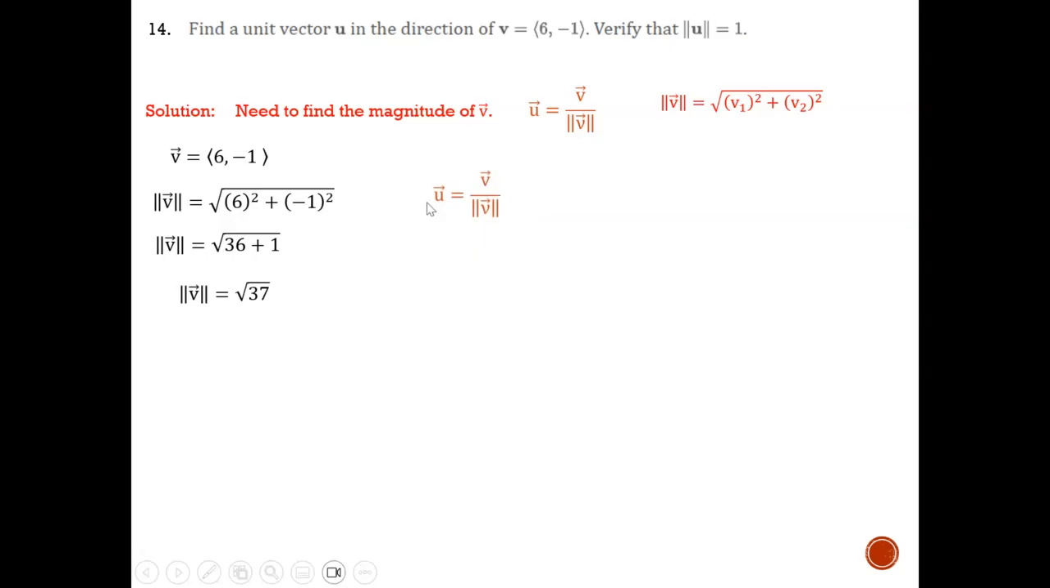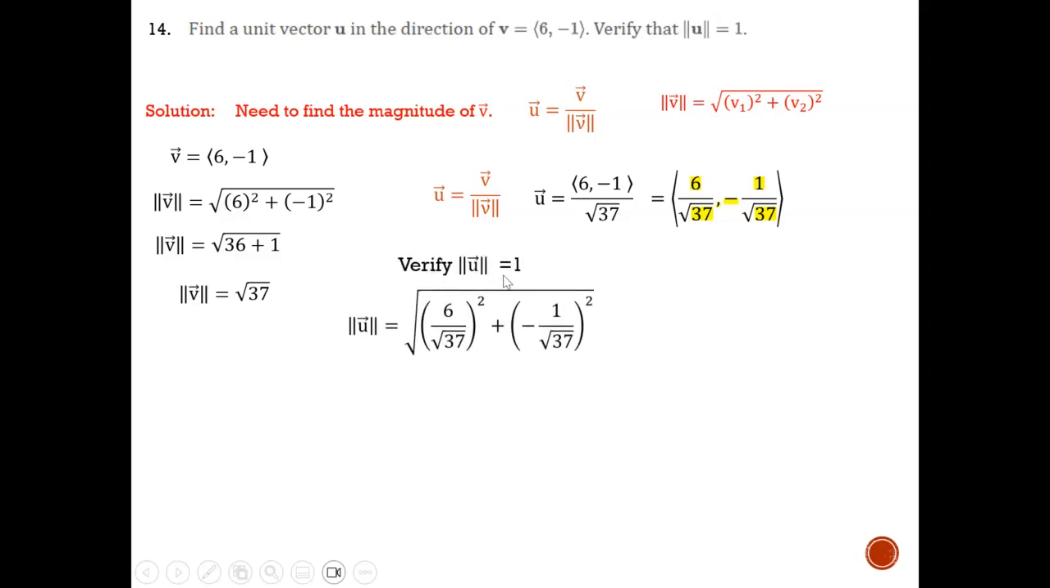So the unit vector is equal to vector v, which is 6, negative 1, over the magnitude. So it's going to give us 6 over square root of 37, comma, negative 1 over square root of 37. To verify that it's equal to 1, let's find the magnitude of vector u. It'll be 6 over square root of 37 squared plus negative 1 over square root of 37 squared, which gives us 36 over 37 plus 1 over 37, which is 37 over 37, which is equal to 1. That's what we verified.